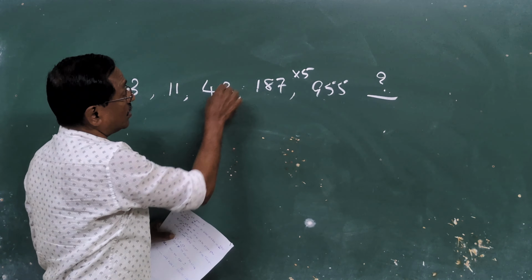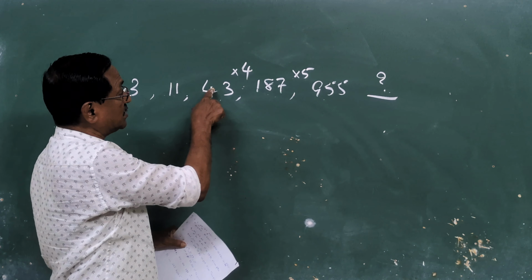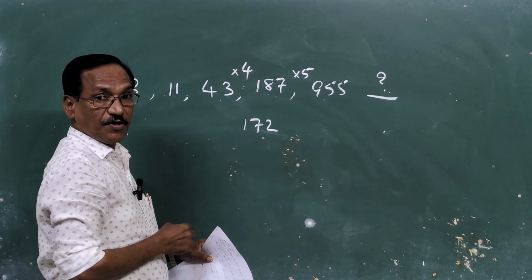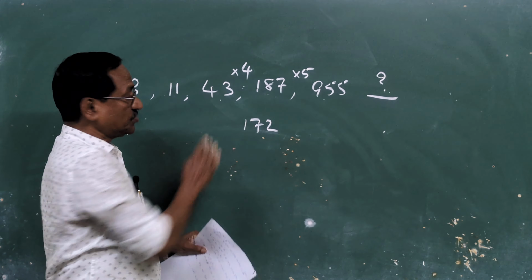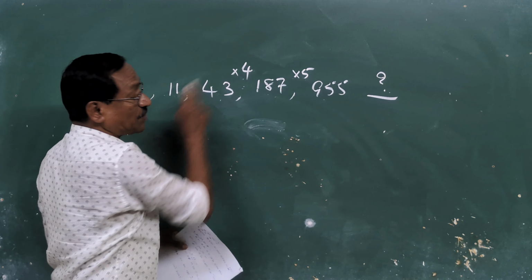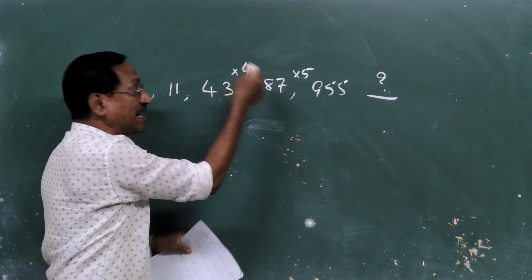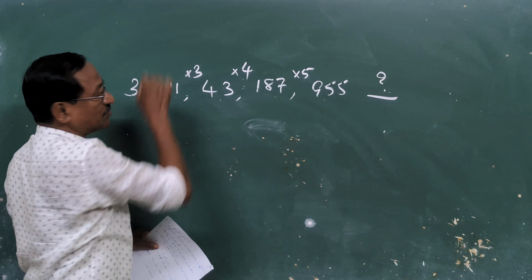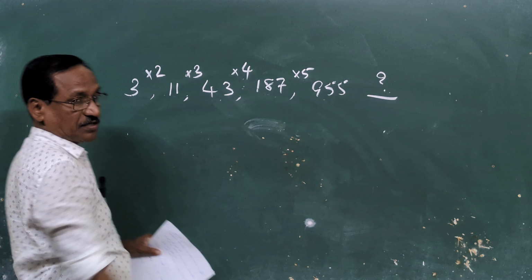Then check the possibility for multiplication by 4. You can see that 43 times 4 is 172. 172 is somewhere near 187. So let us assume that it is multiplication by 4. If that is the pattern, here it is multiplication by 5, here it is multiplication by 4. In that pattern, here we may expect a multiplication by 3, and then we may expect a multiplication by 2 here.